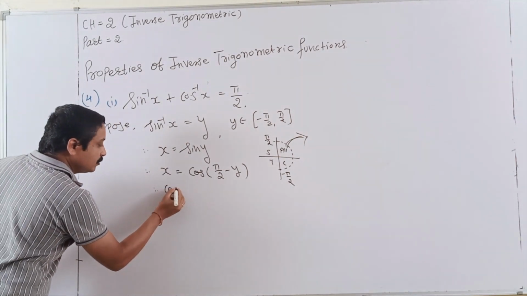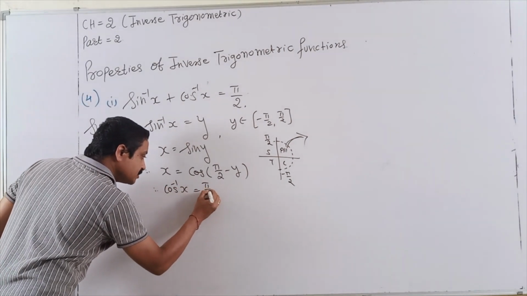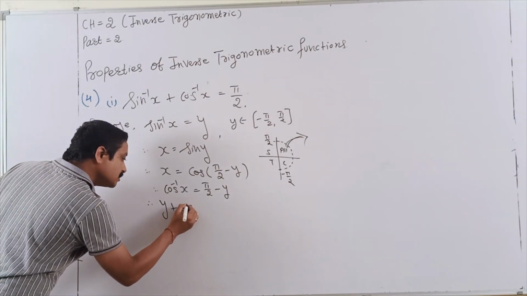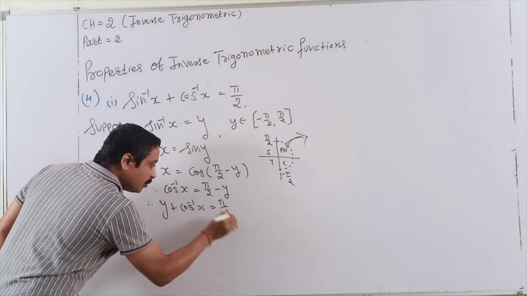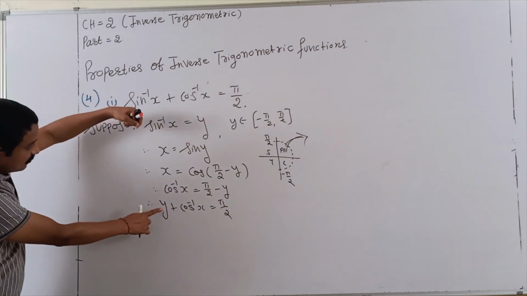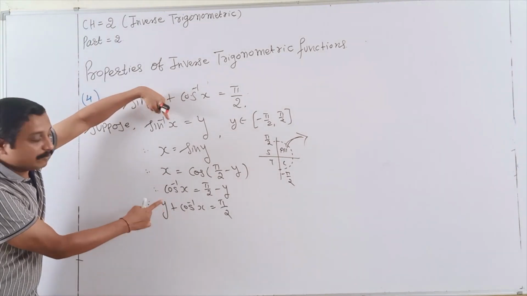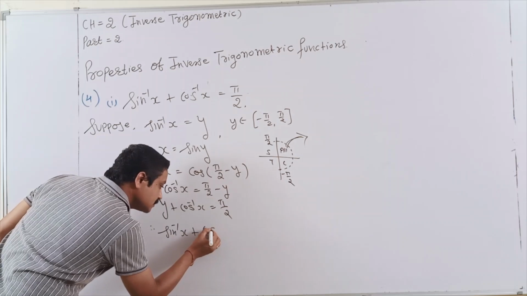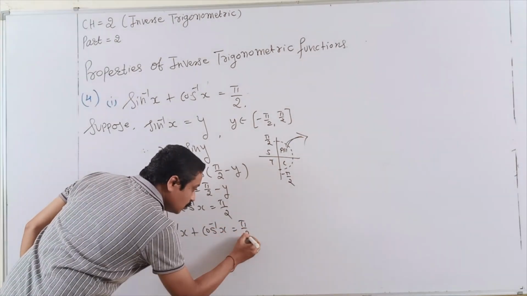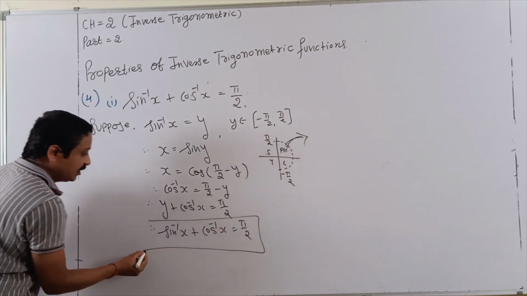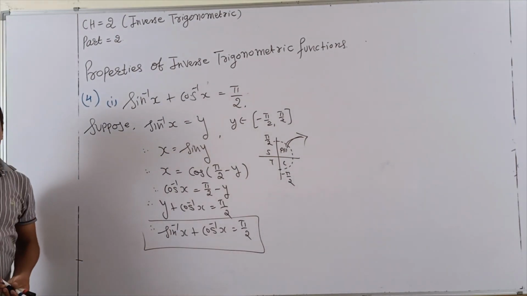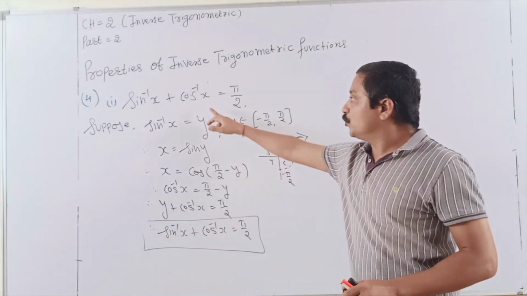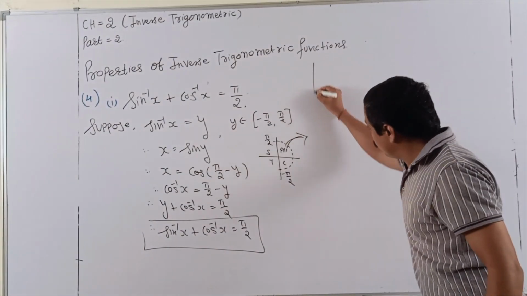So here cos inverse x is 90 minus y. So what is the value finally? y plus cos inverse x is equal to pi by 2. Now done, students. This y I already assumed here, and putting the value, happily done: sin inverse x plus cos inverse x is equal to pi by 2. That's my final first theorem over here, fourth property, first theorem. Yes. Now I go to the second one. Same proving.